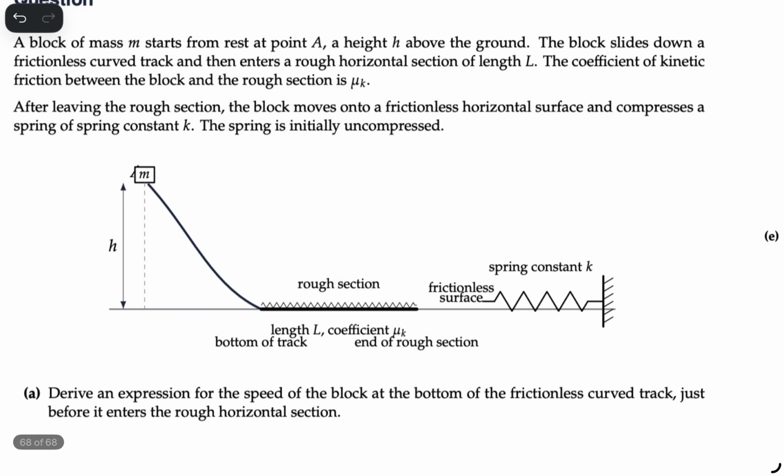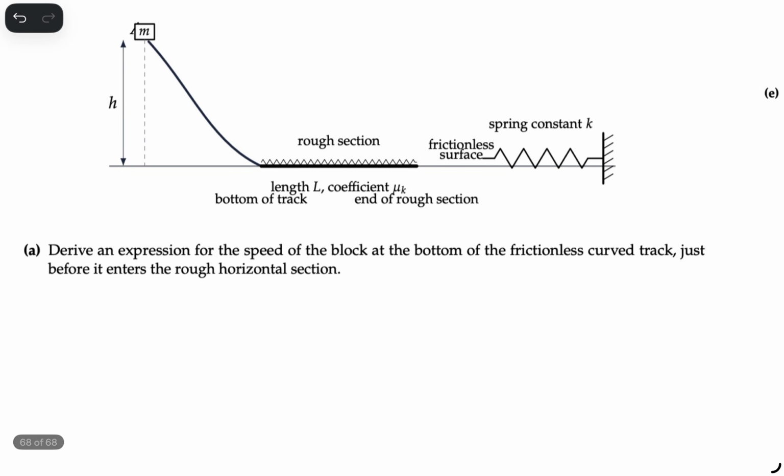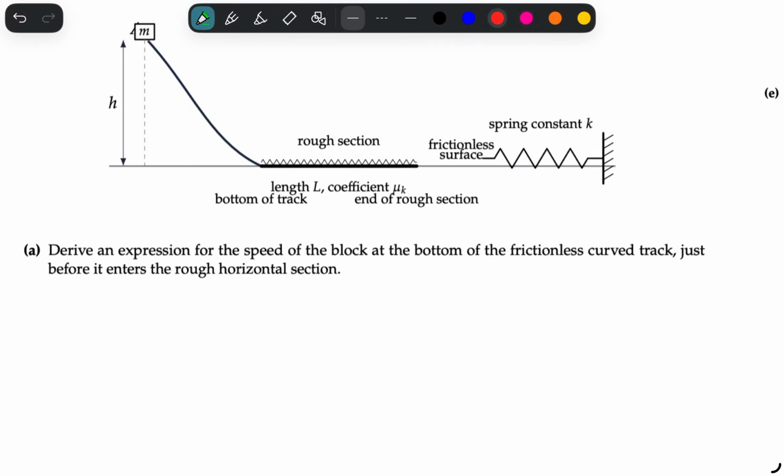After leaving the rough section, the block moves onto a frictionless horizontal surface and then compresses a spring with spring constant k. The spring is initially uncompressed. We want to derive an expression for the speed of the block when it is at the bottom of the frictionless curved track, just before it enters the horizontal rough zone. So when the block is over here.